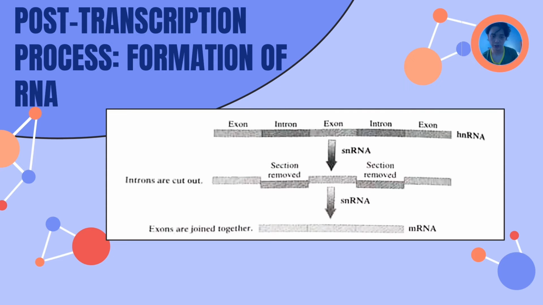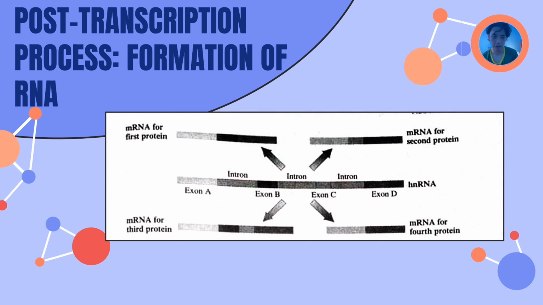Next is alternative splicing. The concept of alternative splicing bridges the gap between the larger estimated number of proteins and the now lower estimated number of genes. Alternative splicing is a process by which several different proteins that are variations of a basic structural motif can be produced from a single gene.